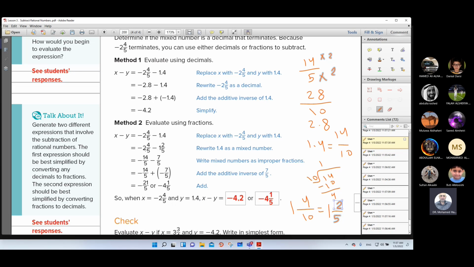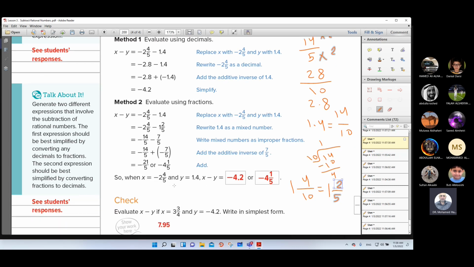Or we can change from mixed number to the fraction. 2 times 5, 10 plus 4, 14 over 5. And here 1 times 5, 5 plus 2, 7 over 5. We have the same denominators. Then here minus means with the same sign. Then 14 plus 7 will be 21 over 5. Then change to the mixed number will be negative 4 and 1 over 5. So this is the value of x minus y when x is negative 2 and 4 over 5 and y equals 1.4, so the value of this expression will be negative 4.2 or negative 4 and 1 over 5.